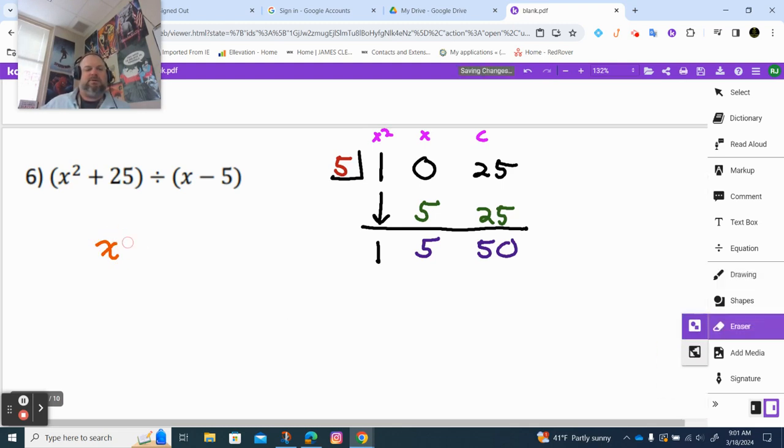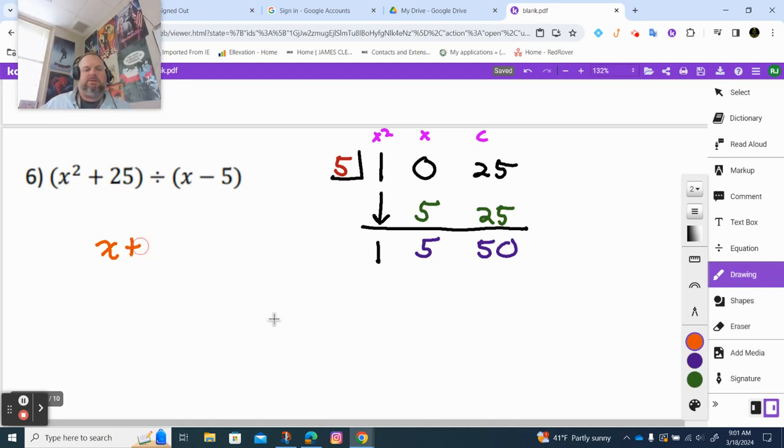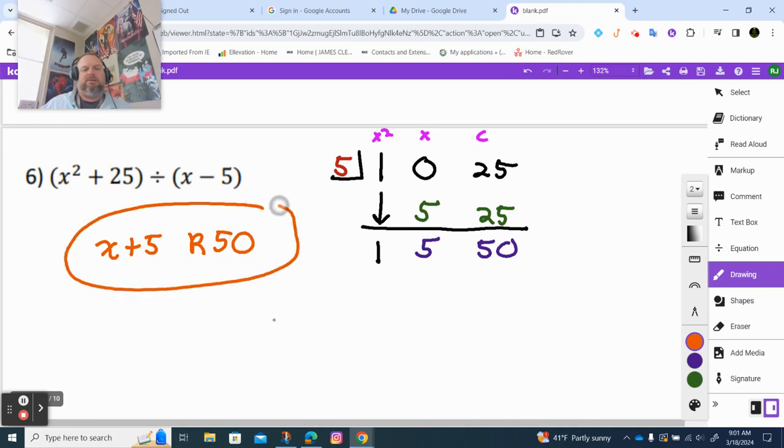Not x squared. X plus 5 remainder 50. That's funny that the bell rang. The bell even rang at the wrong time. It rang at 8:59, so that would have been 7:59. That wasn't even the right time.